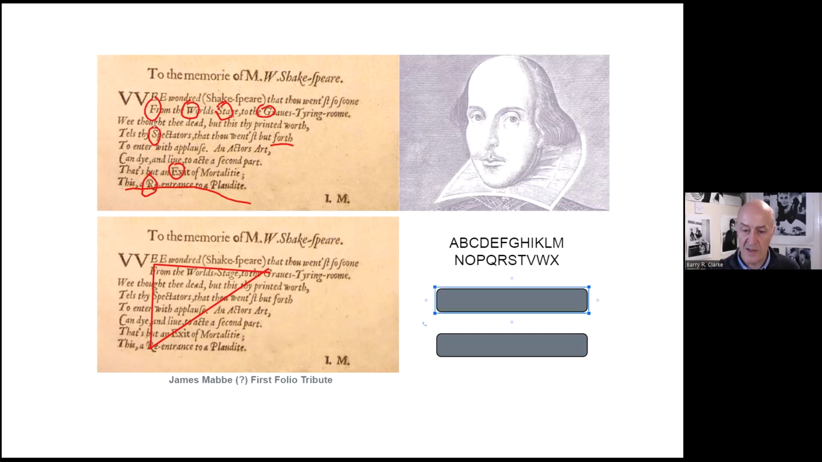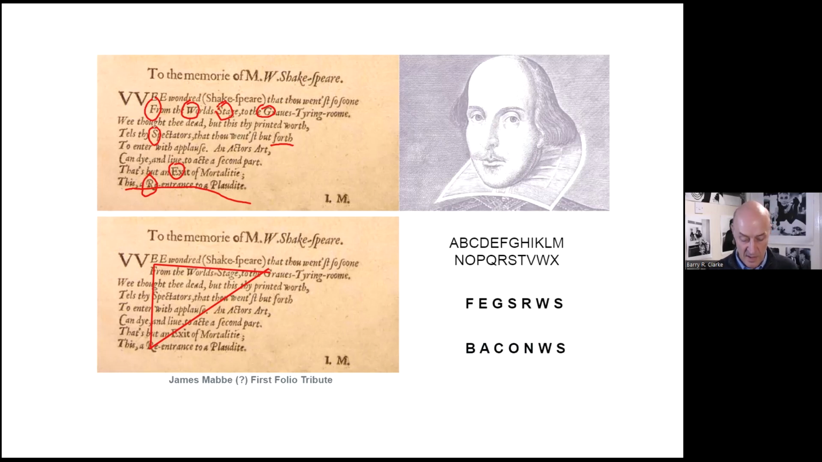Let's take a look at those letters, F, E, G, S, R, W, S, which I've put in this order. And you'll probably recognize F, E, G, S, R as the same letters in the Sonnets dedication. If you applied the fourth shift, that is, you moved each one of those letters backwards in the alphabet, what you get is Bacon. We don't move the W and the S. So William Shakespeare, you could interpret as being the W and the S.